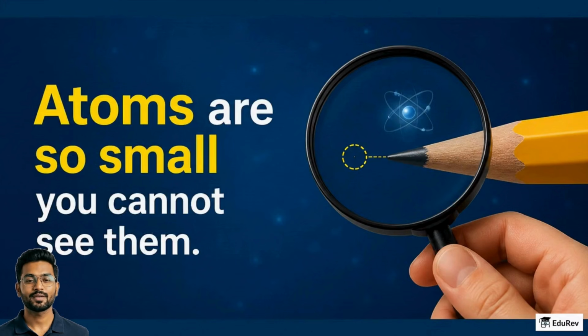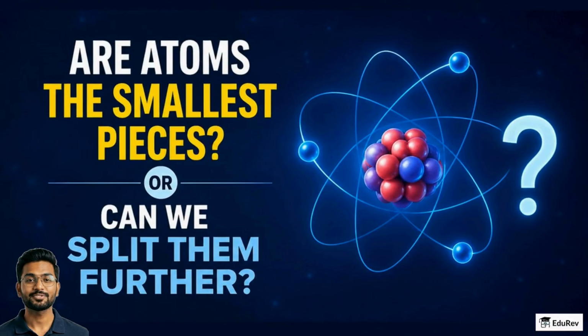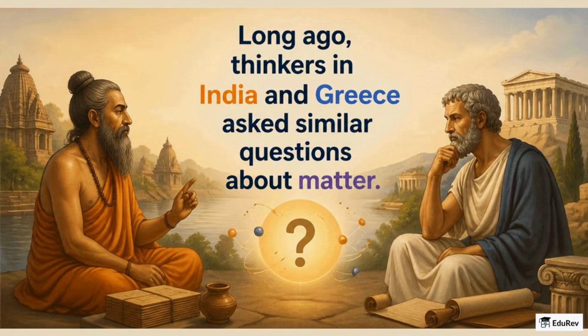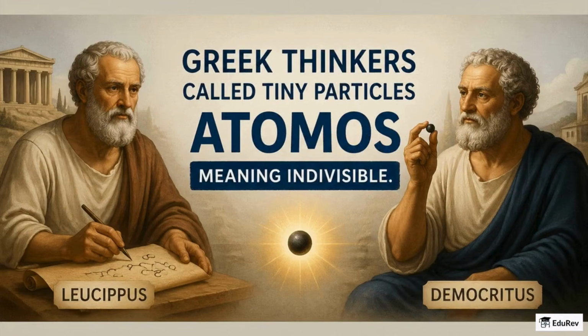Atoms are so small you cannot see them with the eye. A big question is, are atoms the smallest pieces or can we split them further? Long ago, thinkers in India and Greece asked similar questions about matter. Acharya Kanada in India called the smallest indivisible particles Parmanus, which combine to make dyads and triads. Greek philosophers like Leucippus and Democritus called these tiny particles atomos, meaning indivisible.